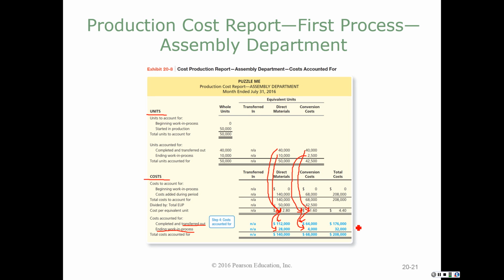And as you can see, we have calculated $176,000 that needs to move into the next process, and $32,000 that needs to stay in work in process for the assembly department, which completes the $208,000 total cost that I need to be accountable for in this particular process.